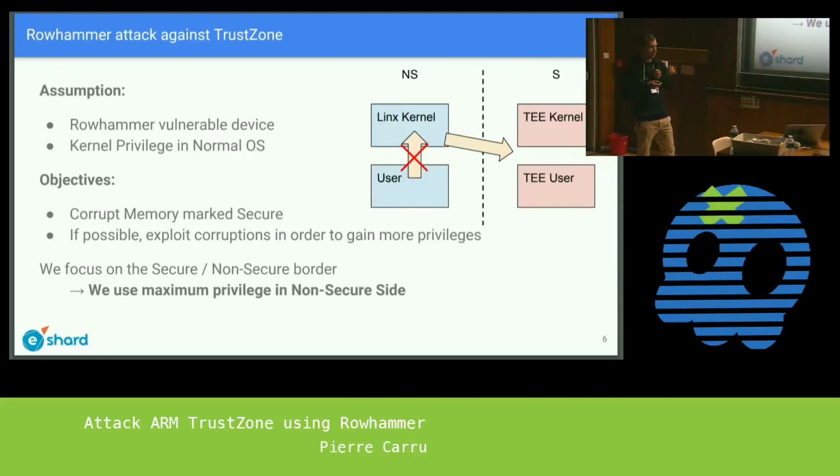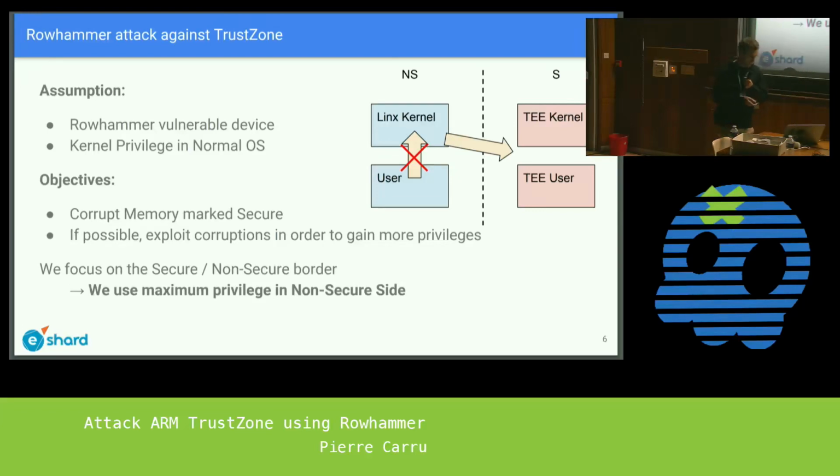What's the attack about? So we have on our system a Linux kernel or Linux system, and next to it there's a secure OS that's running. On most Qualcomm smartphones, it's Qualcomm Secure OS, for example. In our case, for our proof of concept, it's a secure OS that we derived from an open source project, and that we attacked from a Linux system. What's the objective? We want to corrupt memory in the secure system, which is normally impossible. And if possible, exploit these faults in order to gain more privileges or retrieve secure keys, etc.